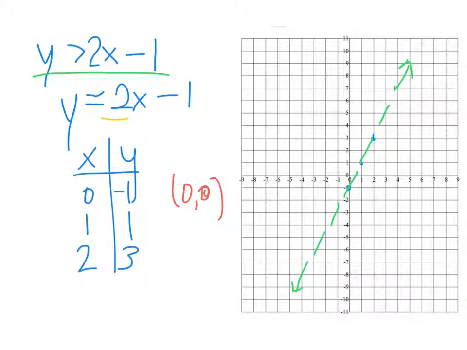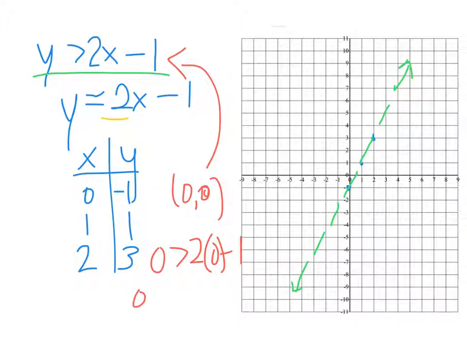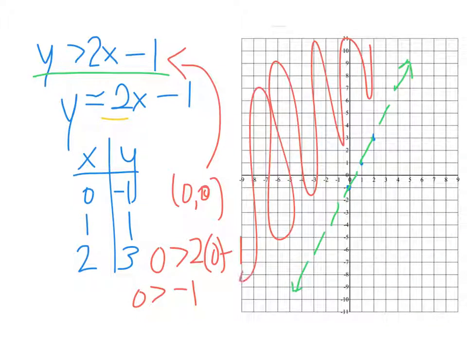So when I plug that in, I'm going to just plug it back into this inequality here. So 0 is greater than 2 times 0 minus 1. Is that a true statement? 0 is greater than negative 1. Yes, it is. So that means everything on the left-hand side, because that's the side that includes 0, 0, is a solution to the inequality. That means everything on this side is a solution. But not the line, because it's dashed. That's sort of like the filled-in versus non-filled-in circle part.